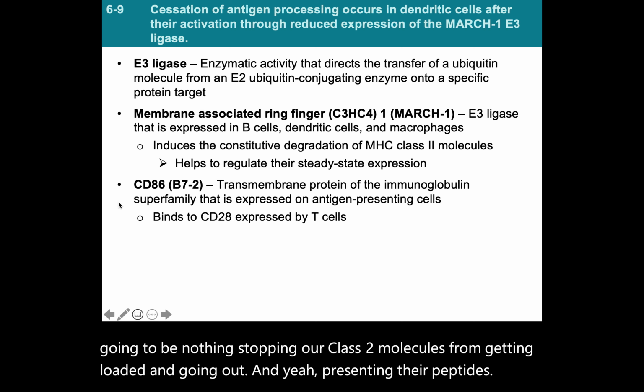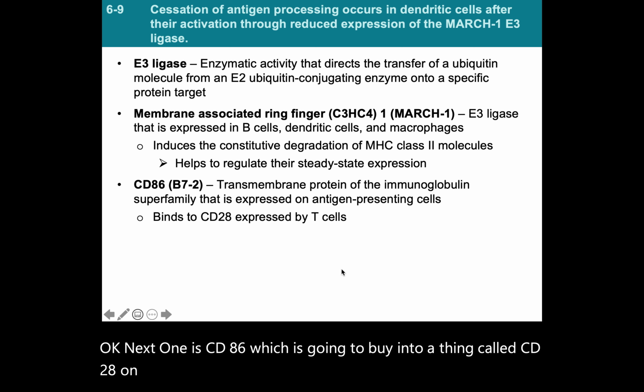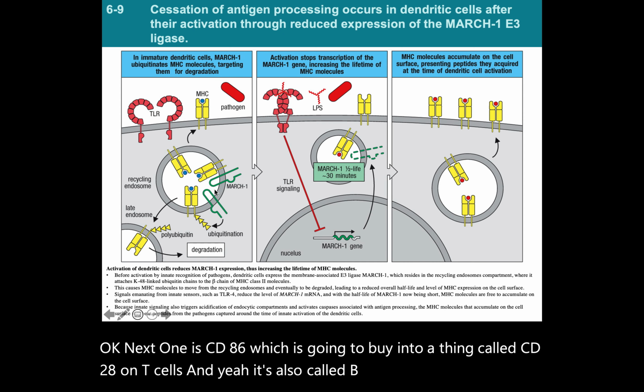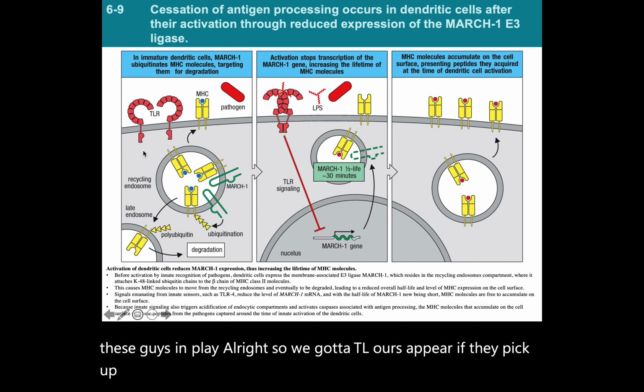Okay, next one is CD86, which is going to bind to a thing called CD28 on T cells. And it's also called B7-2. So let's go see these guys in play. All right, so we got our TLRs up here. If they pick up a sign of danger, then we're going to basically not do the things that we're showing here.